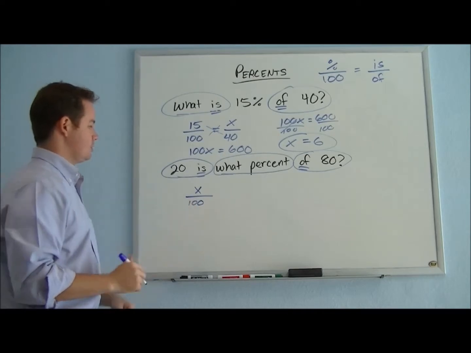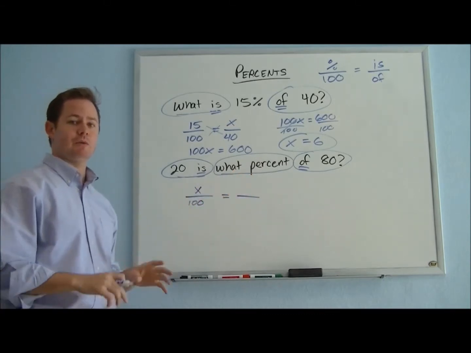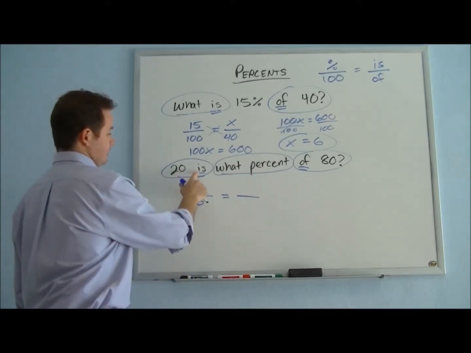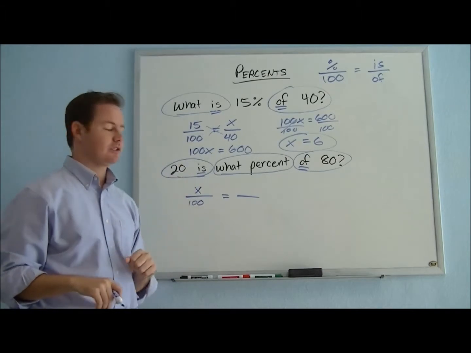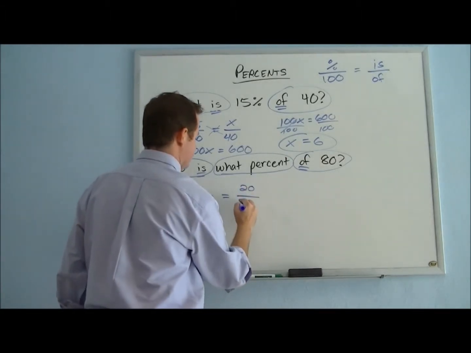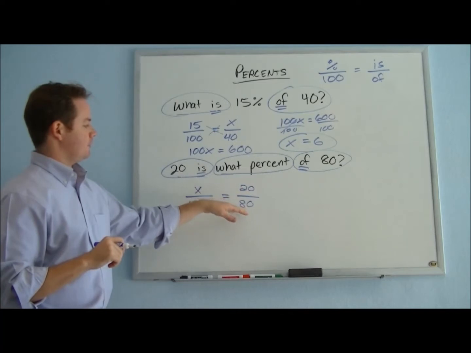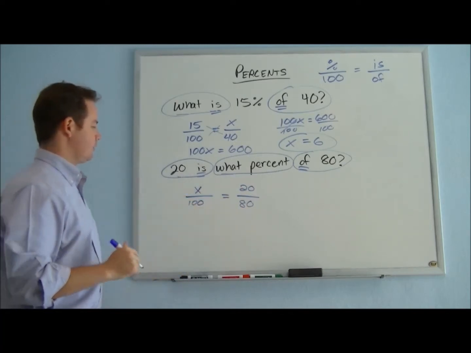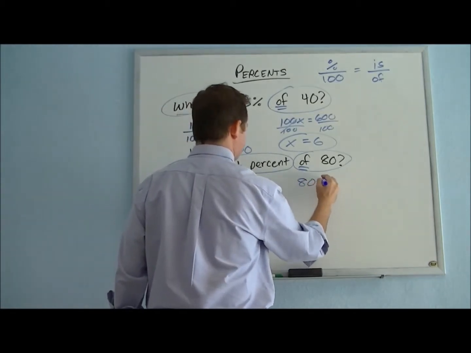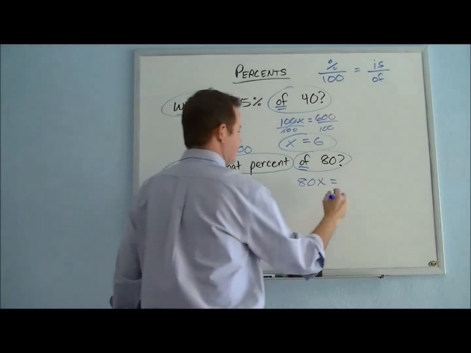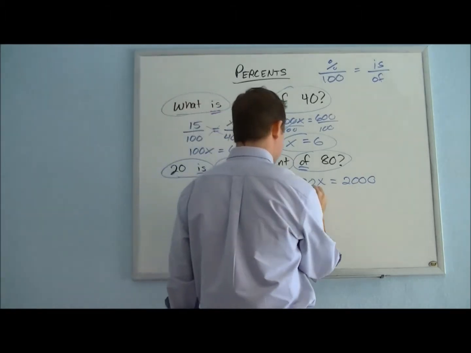So we have x over 100 equals, now we know 20 and 80 go over here, and to make sure that we put them in the right places, 20 is what percent of 80? So 20 represents the part, the smaller piece, and 80 represents the whole on that. So 20 over 80 is equal to x over 100, and here we cross multiply. 80 times x gives us 80x. 100 times 20 gives us 2,000. And then here we divide by 80 on both sides.